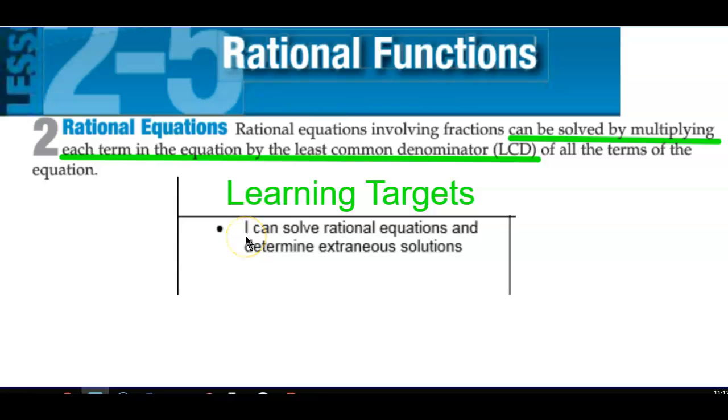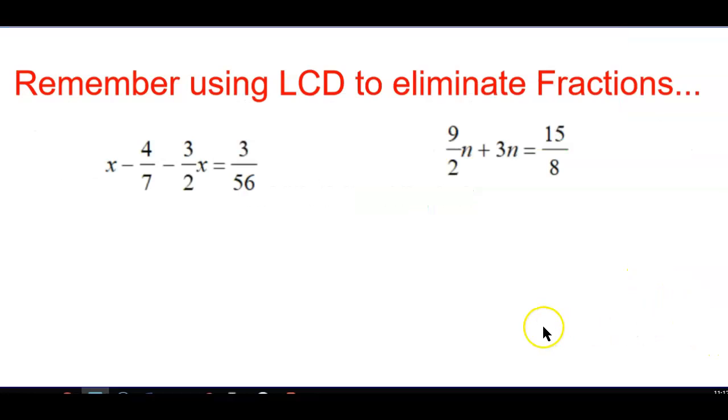So our learning target today, first of all: rational equations involve fractions and can be solved by multiplying each term through by the least common denominator, which will eliminate the denominators. Okay, so I can solve rational equations and determine extraneous solutions, which are extra ones that don't work.